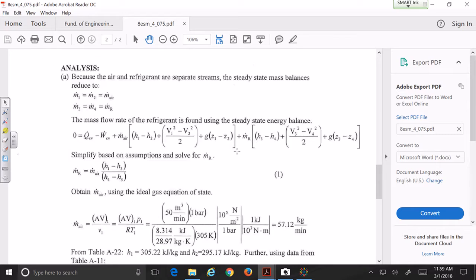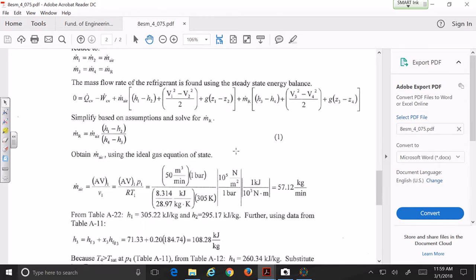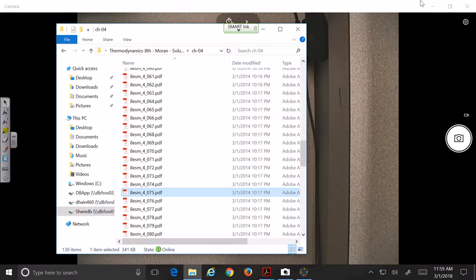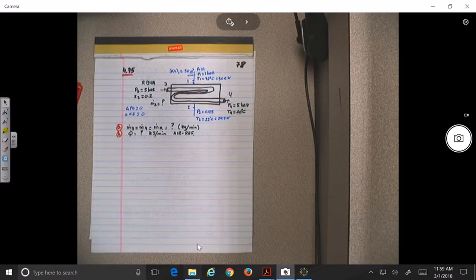Oh, yeah, I think I know how to do it now. Air and refrigerant. Okay, yeah, sorry, I should have known that. Trying to do that at once. Okay, yeah, my mistake.